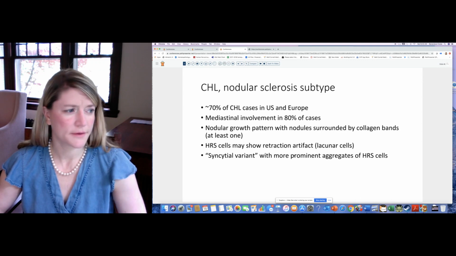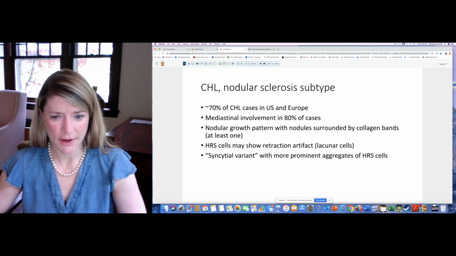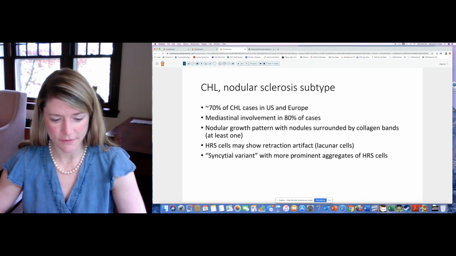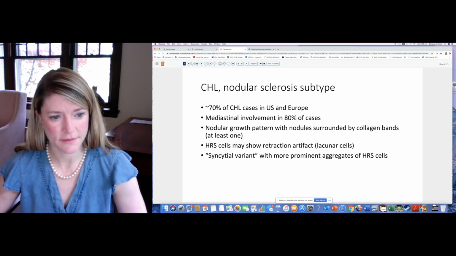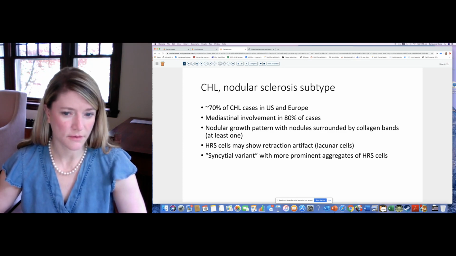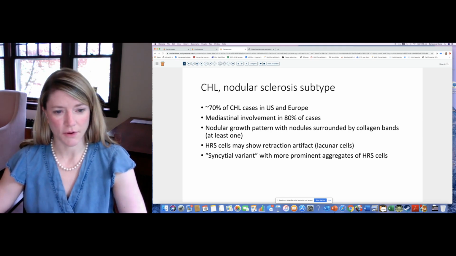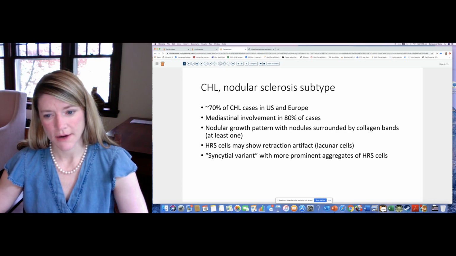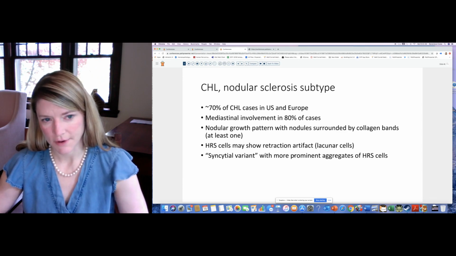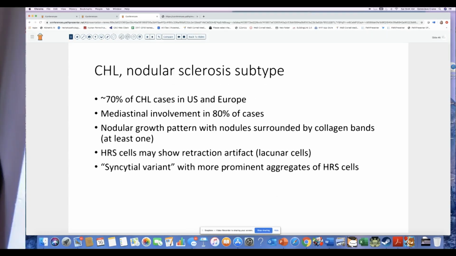As we saw here, they typically have a nodular growth pattern with nodules surrounded by collagen bands, and you need to find at least one such nodule to make that diagnosis. Hodgkin-Reed-Sternberg cells may show retraction artifact, as we saw, the so-called lacunar cells, and in some cases you may see a larger number or prominent aggregates of Hodgkin-Reed-Sternberg cells, the so-called syncytial variant, which can be seen with some frequency in the setting of the nodular sclerosis subtype.